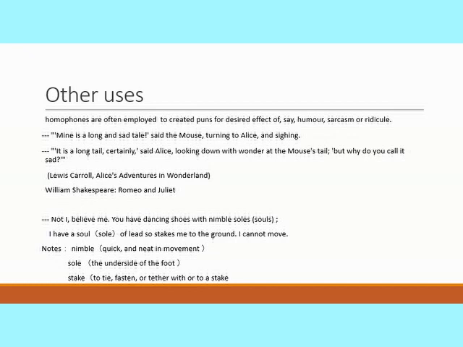Another one Shakespeare used: "Not I, believe me, you have dancing shoes with nimble soles. I have a soul of lead, so stakes me to the ground, I cannot move." So he's cleverly used the wrong word on purpose. Soul, as in the soul and spirit inside you, and sole as in soles of your feet. And stake could be high stakes, a situation where a lot of things are hanging in the balance, or a steak as in you're eating or cooking a steak. It's quite clever. Keep this part in mind because it will come in handy at the end of this slideshow.